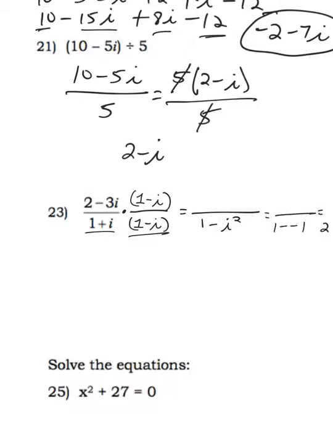which is 2. And then on top, I'm going to have the FOIL method to find out that 2 times 1, 2 times negative i, negative 3 times i, and negative 3i times negative i is positive 3i squared. But i squared is equal to negative 1, so I have 2. I'm going to join those middle ones together, and then I have minus 3 on the end. Let's bring this down. 2 combined with negative 3 is negative 1, and I still have on the bottom 2.